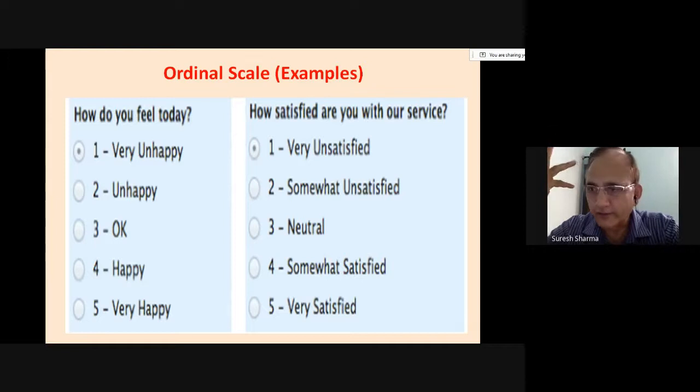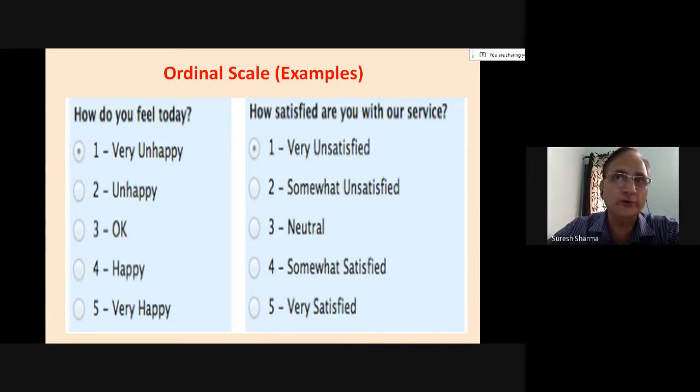How do you feel today? Today is the first day of the workshop, so I can very well imagine how you feel today. Very unhappy, unhappy, okay, happy, very happy. So which category you belong to, you can judge yourself. Of course, if you are 3 and above, I will be happy. If you are below 3, then obviously this workshop may not be for you. But anyhow, the idea here is you can arrange the categories in order from the lowest to the highest.